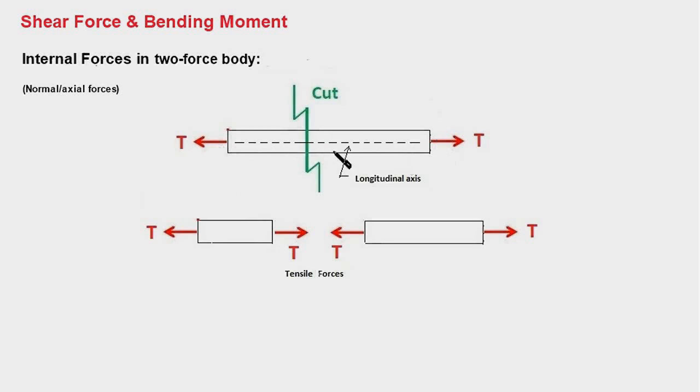And now let's say we want to find out the internal forces at this point. What we do is cut the body into two parts, and by doing so we expose the internal forces at this point. Here in the next diagram you see the two separated parts, and these are the internal forces which get exposed. These forces are called normal or axial forces because they are along the longitudinal axis of the body and they are normal to this face of the section.